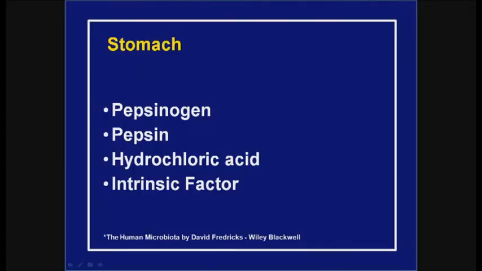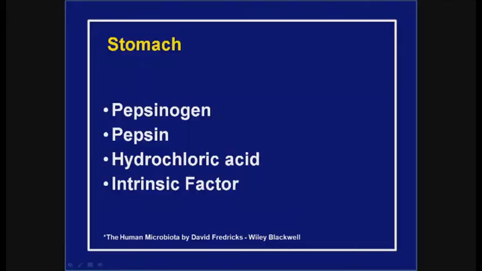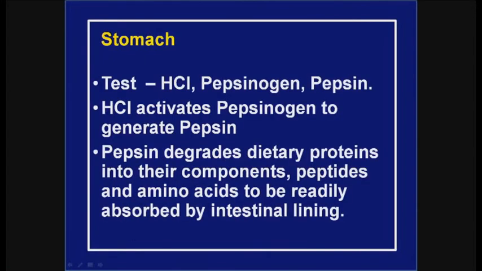So let's have a look at the stomach. The stomach produces a pre-enzyme called pepsinogen, which will convert with hydrochloric acid to pepsin, the activated form, and also produces a thing called intrinsic factor. Now, it does produce a number of other small hormonal-like substances which act within the stomach itself, secretin, etc. But we want to talk about the main ones, which is hydrochloric acid and pepsin.